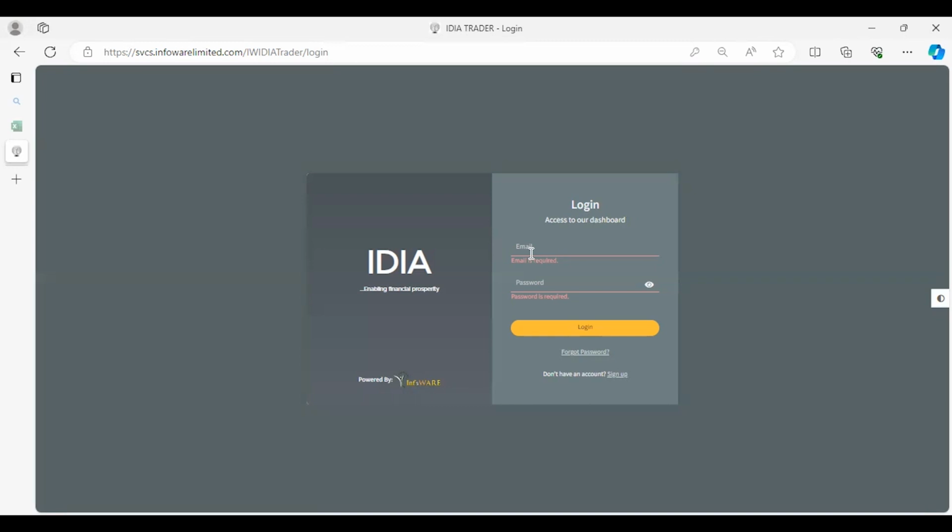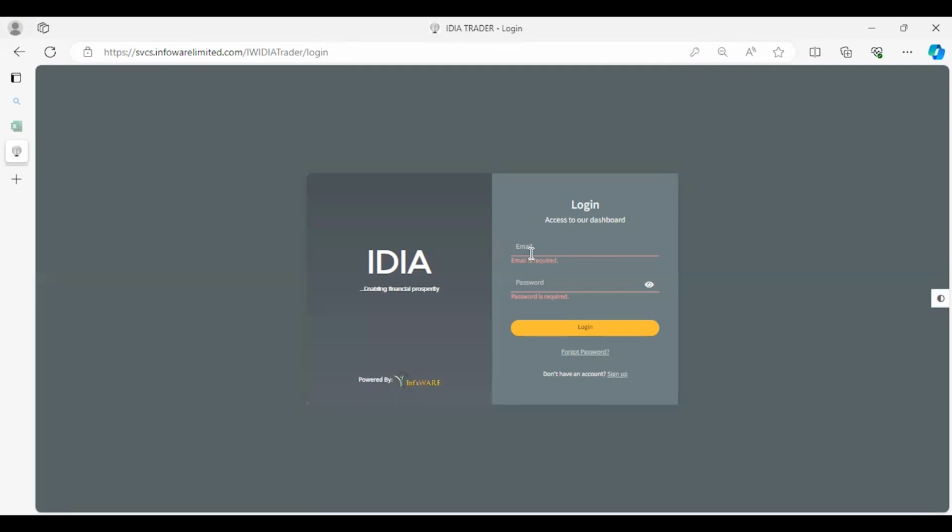But in the next few minutes, I'm going to walk you through the IDIA Trader with an existing portfolio. So the assumption is that you've opened an account or you have an account with a broker already, and then you funded or you have an existing portfolio.